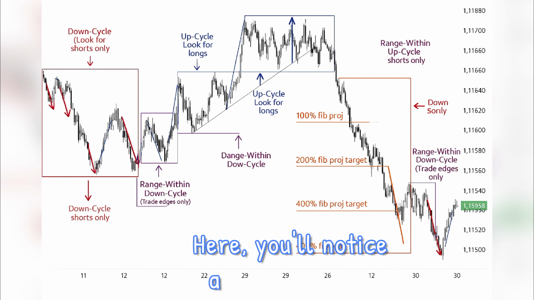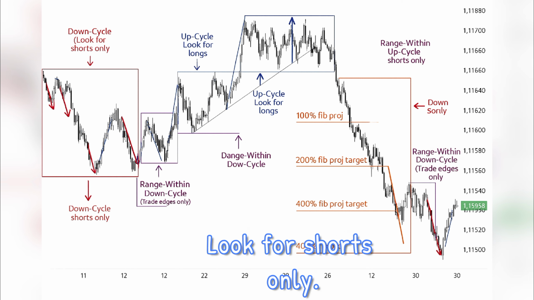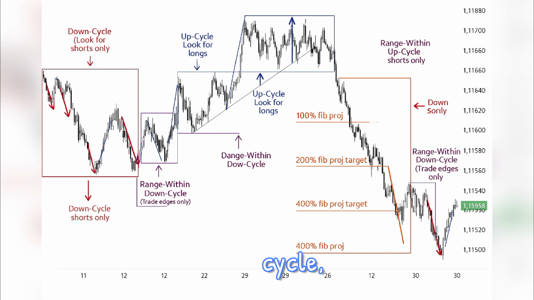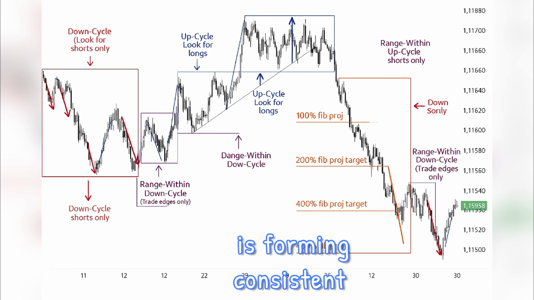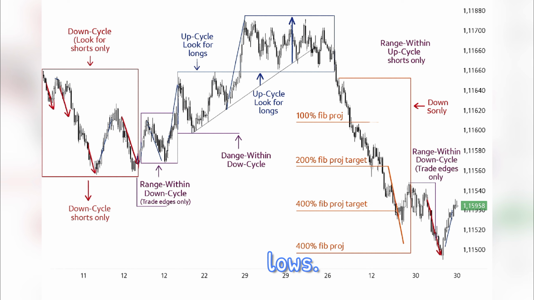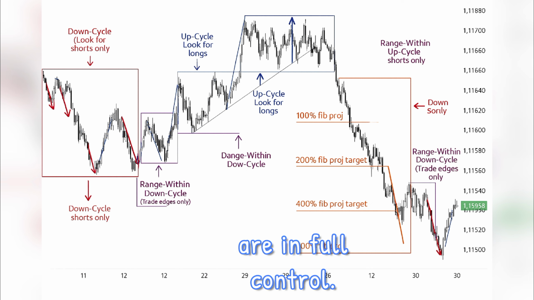Here, you'll notice a large red box labeled down cycle. Look for shorts only. This is a bearish cycle, where price is forming consistent lower highs and lower lows. In this phase, the market structure is clearly to the downside, and sellers are in full control.